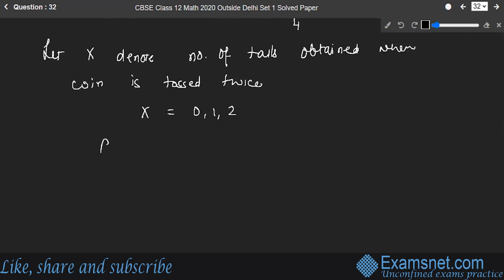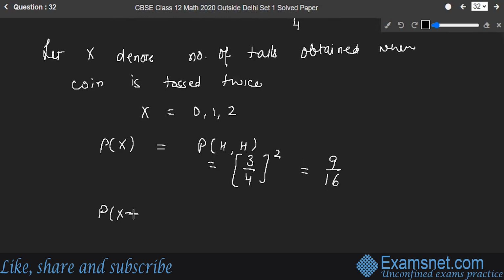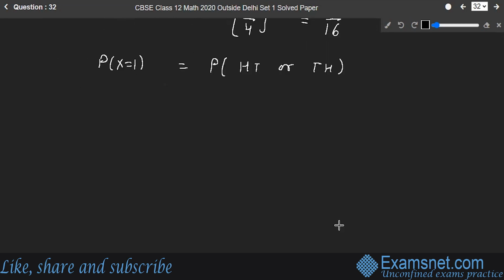So when X is 0, that means you're getting both heads, head and head. That means this is equal to 3 by 4 into 3 by 4, which is equal to (3 by 4) squared. That is equal to 9 by 16. Probability of getting one tail, this is equal to... okay, so probability of getting one tail, this may be head tail or tail head, both of them.